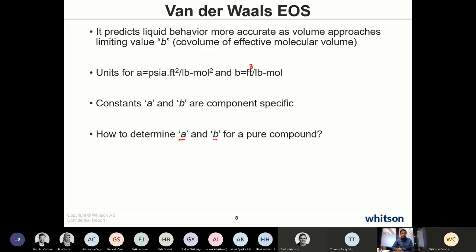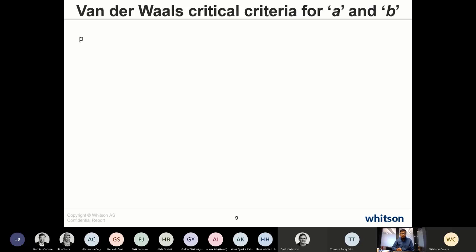So van der Waals had this great idea of finding the unique or specific values for A and B for any given compound.